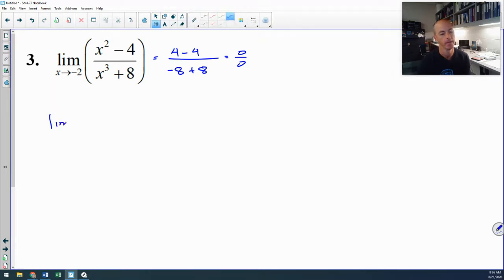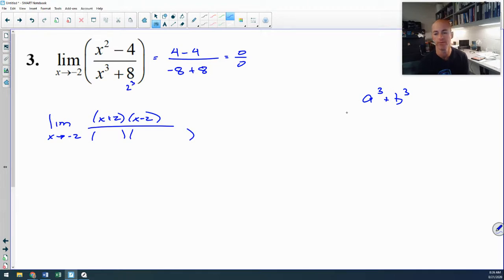Top is easy. Limit as x approaches -2. The top will factor to x plus 2 times x minus 2. My denominator will factor too. And here's one that a lot of people struggle with, factoring cubes. I'm going to write over here a formula for factoring cubes. So a cubed, and this one is plus another cube. If you have something cubed plus something cubed, and 8 is 2 cubed, that will factor to a plus b times a squared minus ab plus b squared. In this case, x and 2 are a and b. So it's x plus 2, and then x squared minus 2x plus 2 squared, which is 4. And now I can cancel the x plus 2's.